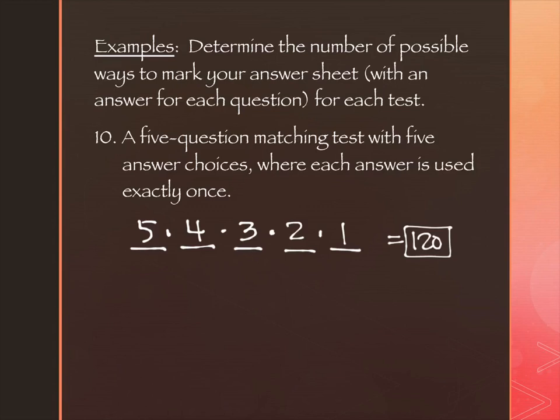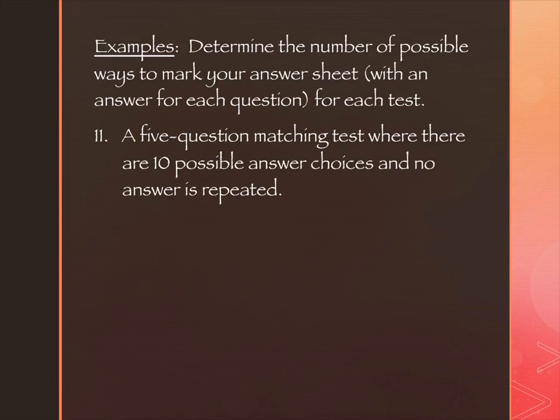All right, one more test and we're done for today. Are you ready? This is another way that you sometimes see matching tests done. 5 questions, but you're given a test bank that has more than 5 choices in it. Right? Yeah? So we have 5 questions, but how many choices do we have the first time we answer the first question? We have 10 choices. And then we eliminate it. And then we have 9, and then 8, 7, and 6.